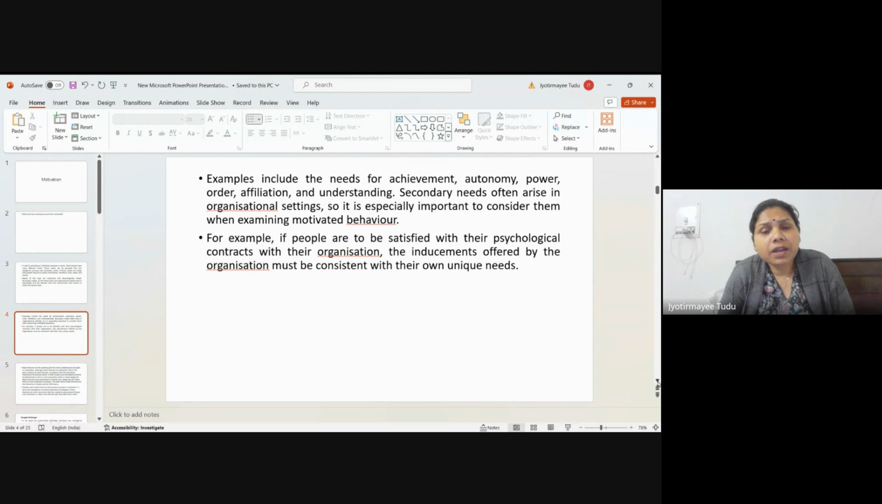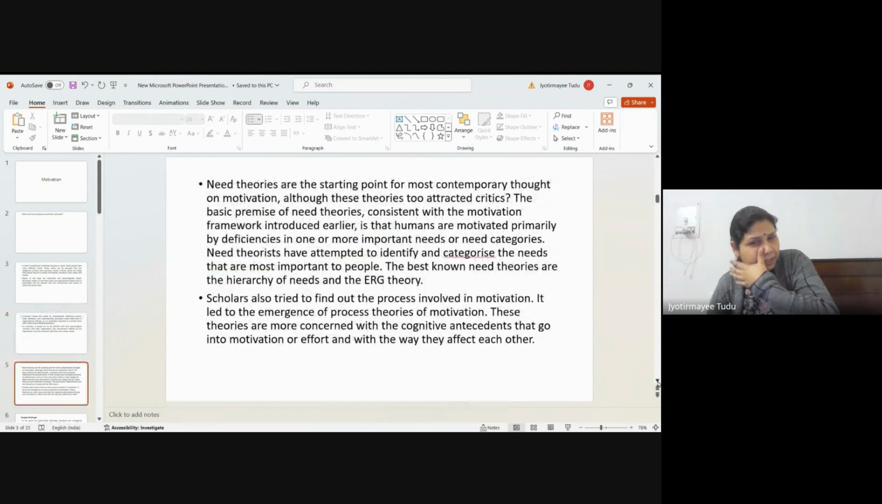If people are to be satisfied with their psychological contracts with their organization, the inducements offered by the organization must be consistent with their own unique needs. Need theories are generally the starting point for most contemporary thoughts on motivation, as I pointed out a little earlier, in formulating the contemporary thought on motivation.